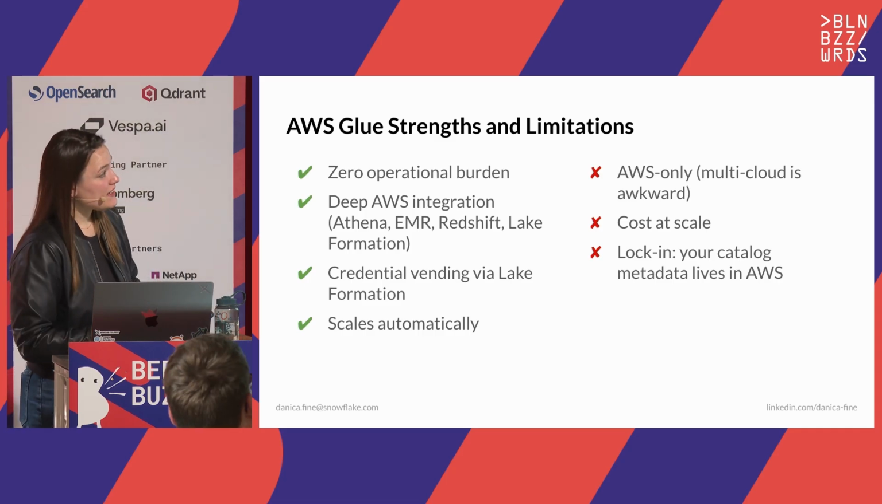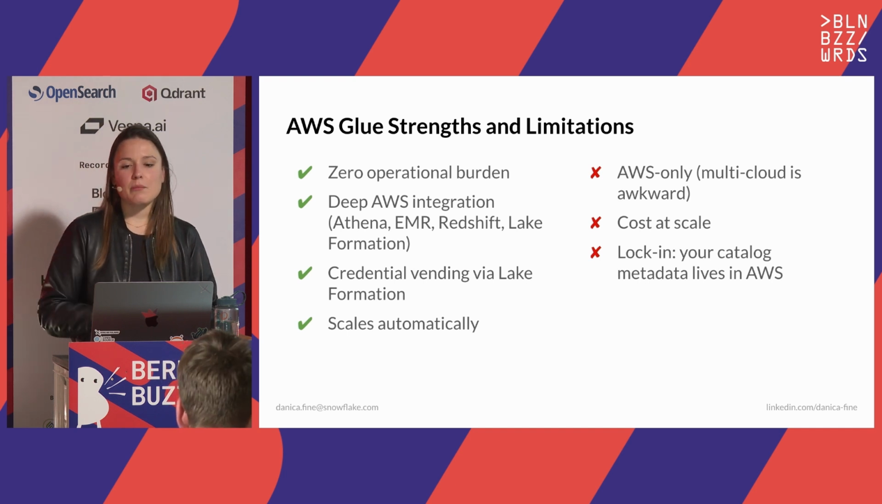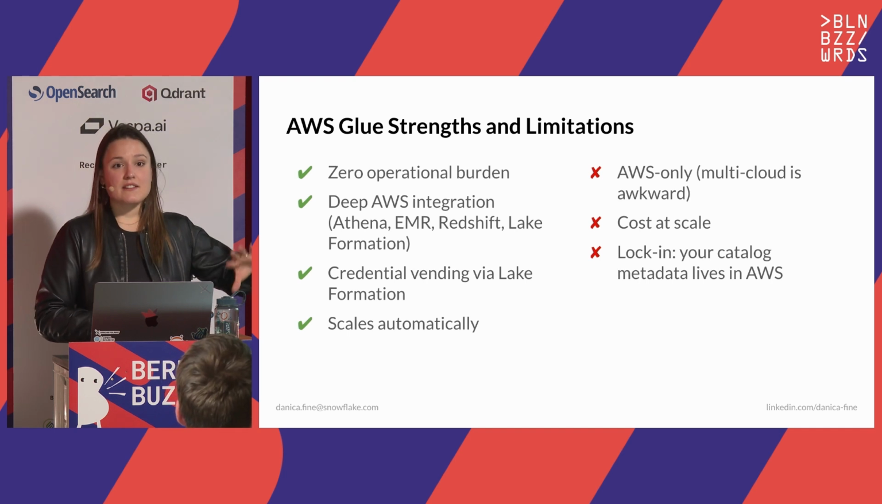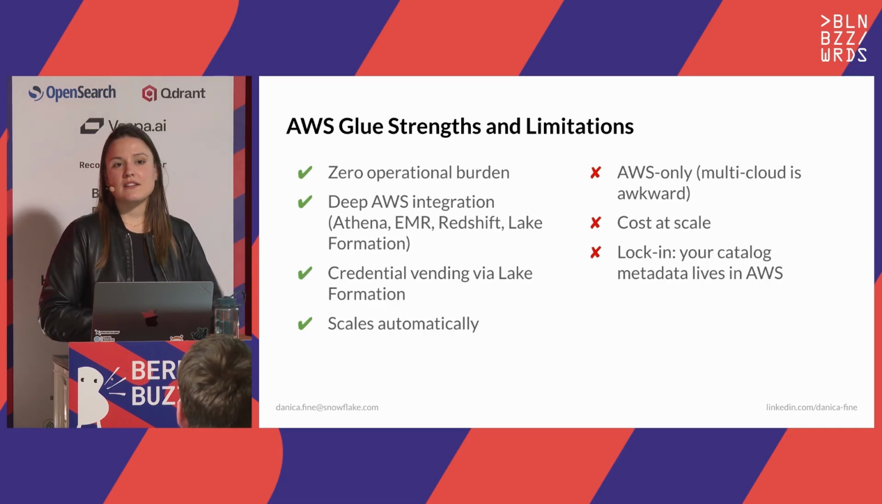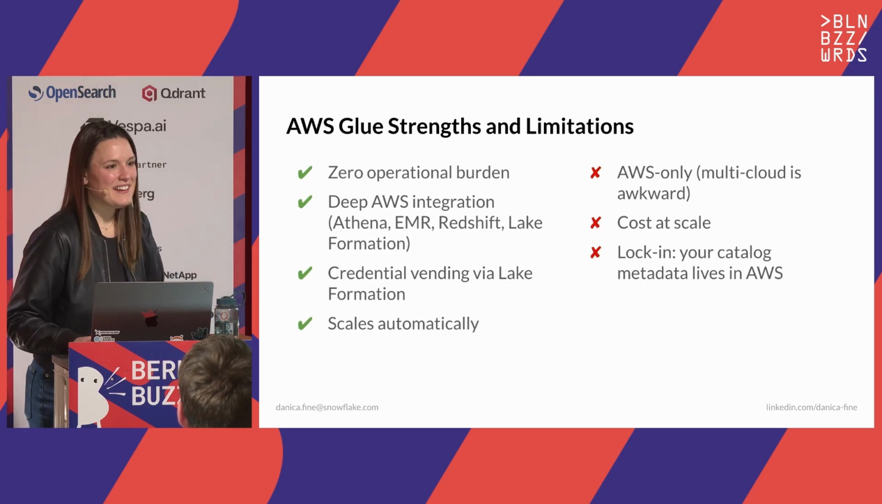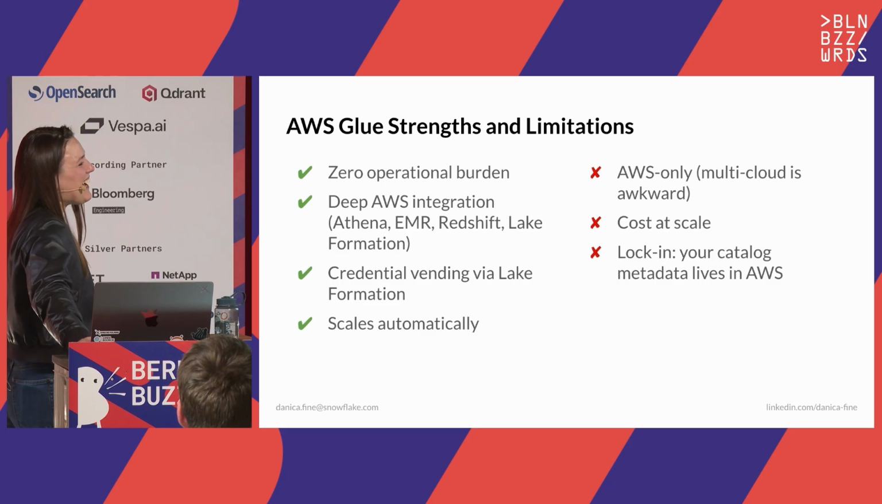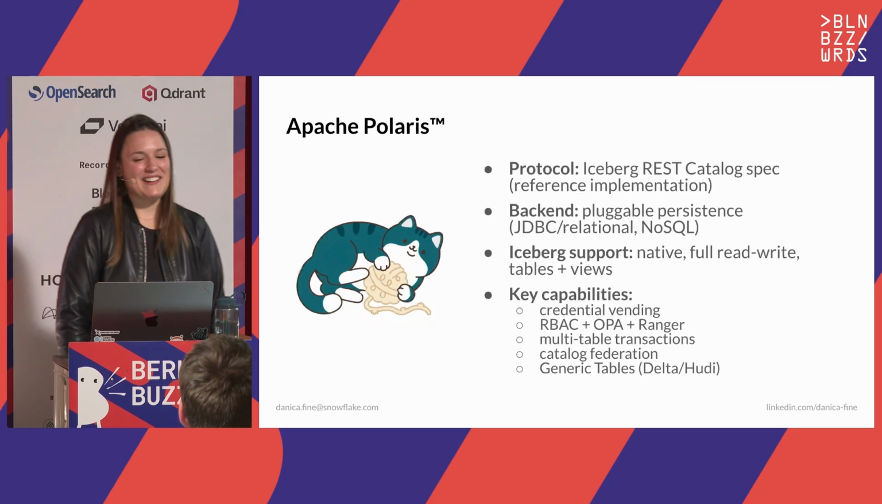And then at scale, obviously, that API cost is going to add up. And then your catalog metadata is going to be living on AWS, which means migrating away from Glue later is going to be its own project. Okay. Everything's a project.